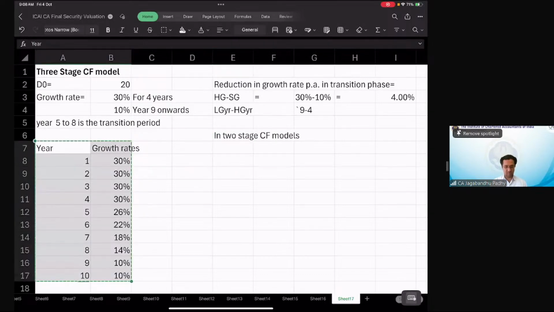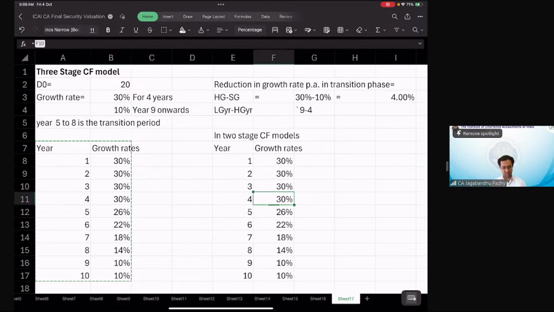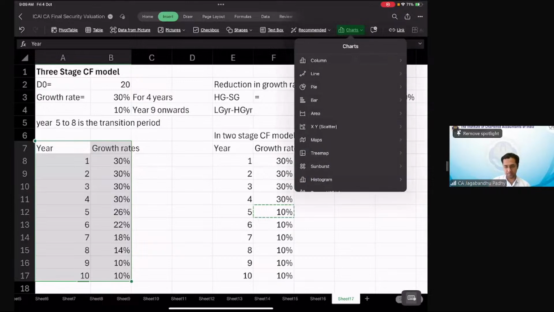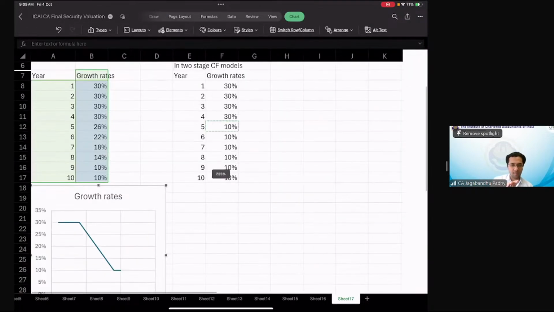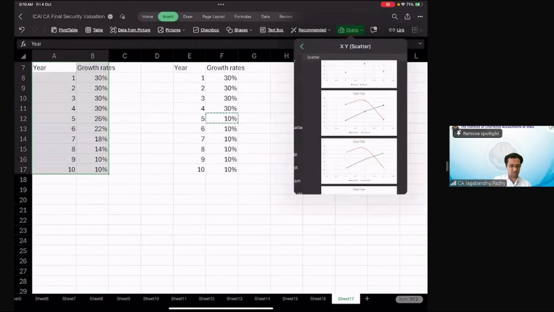In two-stage models, we used to say 30, 30, 30, 30, and then suddenly from the 5th year it is 10%, and then it falls. Now, if I just show you graphically, which makes more sense, let's say I insert a chart just for your understanding. This is what it really looks like. If you look at this chart, we had a chart like this.